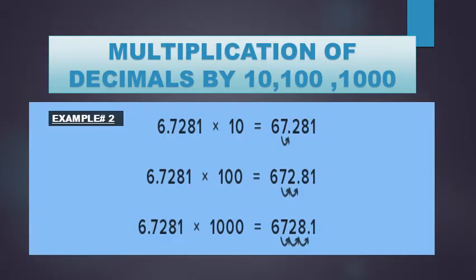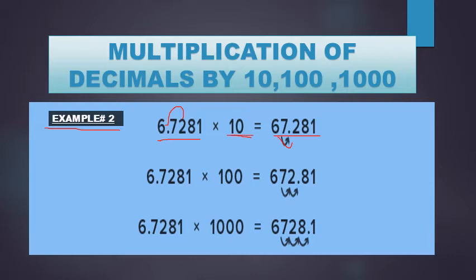Here we have another example, multiplication of a decimal by 10, 100 and 1000. In example number 2, the decimal number is 6.7281. Now first multiply it by 10. When we multiply any decimal number by 10, move the decimal point one step to the right, because 10 has one zero. So the answer we will get is 67.281.